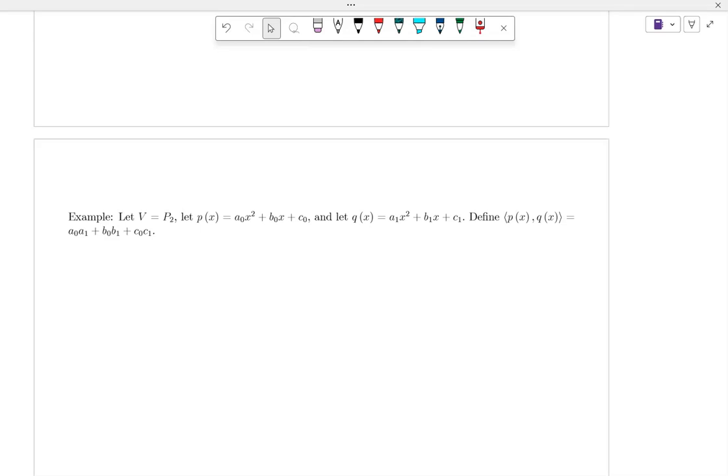This should look very familiar. We just did it in the last section. It looks like a Euclidean dot product, doesn't it? What if I did the vector a naught, b naught, c naught, and the vector a1, b1, c1? Doesn't that look like a Euclidean dot product? Yeah. Okay. All right. We're just defining it for other polynomials here.